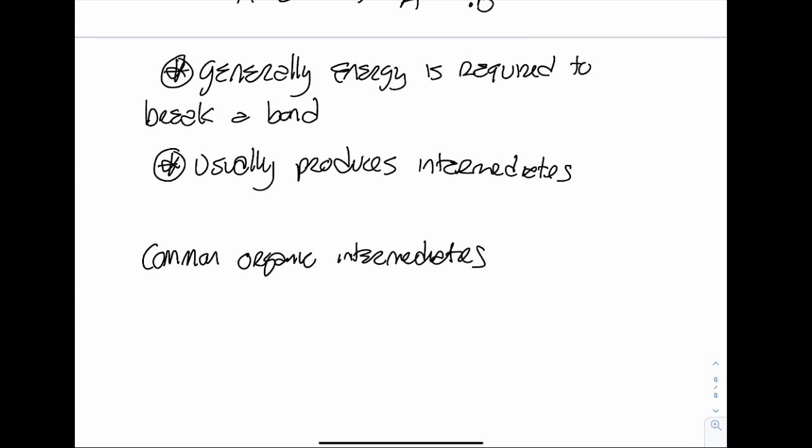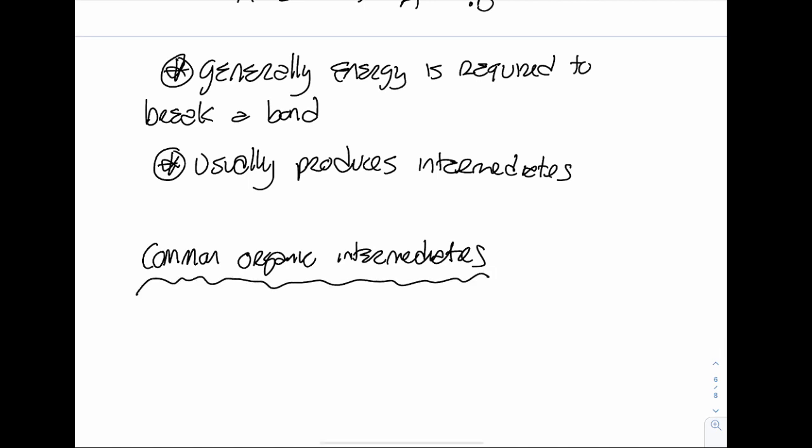Again, remember, an intermediate is something we're producing in one step and then consuming in a subsequent step. So they are quite reactive, right? We're not done at this point. So we're producing something that is pretty reactive because we're going to use it up. So they generally are high in energy. They tend to be unstable. They tend to have a short lifespan.